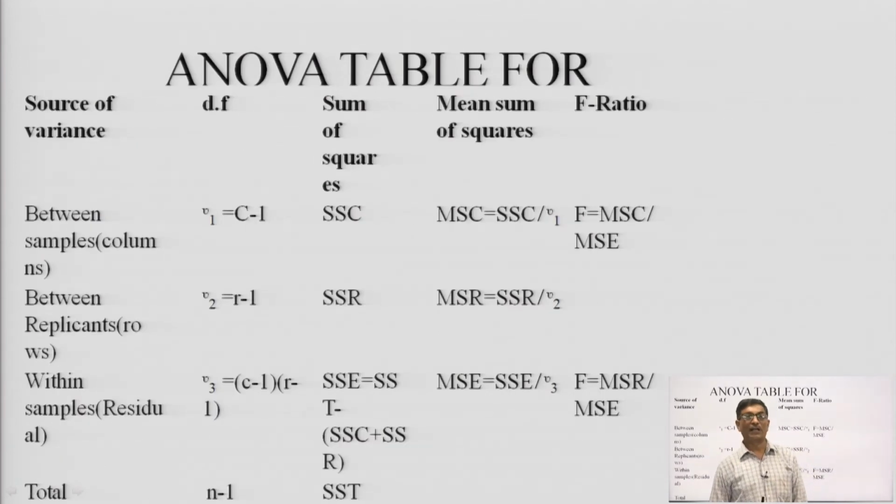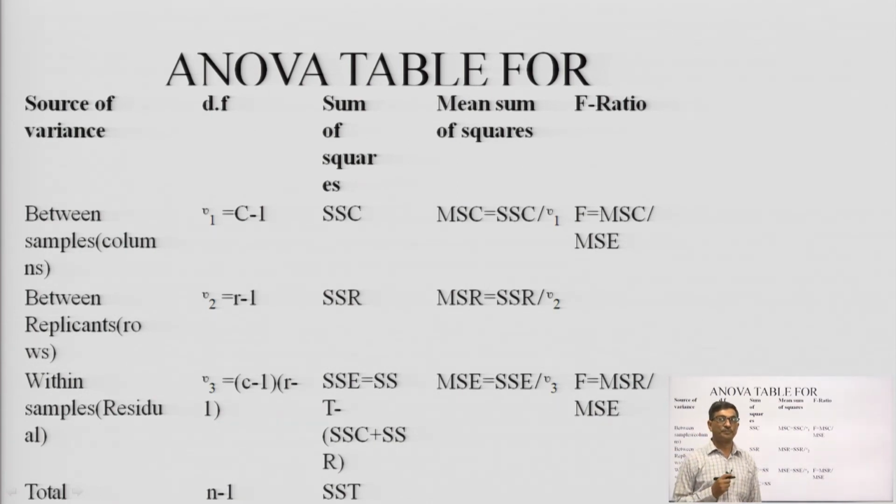And this is the ANOVA table for two-way ANOVA. First is the source of variation, and the first source of variation is between columns. The degrees of freedom between columns is C minus 1, the sum of squares is SSC between columns, then we write the mean sum of squares between columns, then we apply the F ratio.